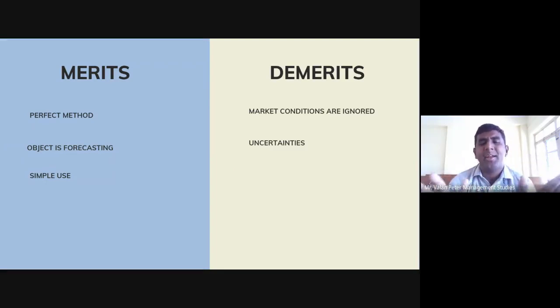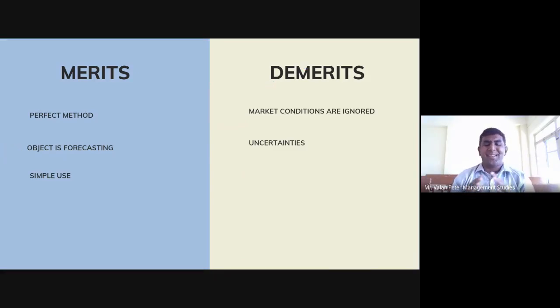Nothing about product, nothing about the area, nothing about customer. Just the product. That is forecasting. And then it's a simple use. If you know the tools well, it is very, very simple. These are the merits. And what are the demerits?